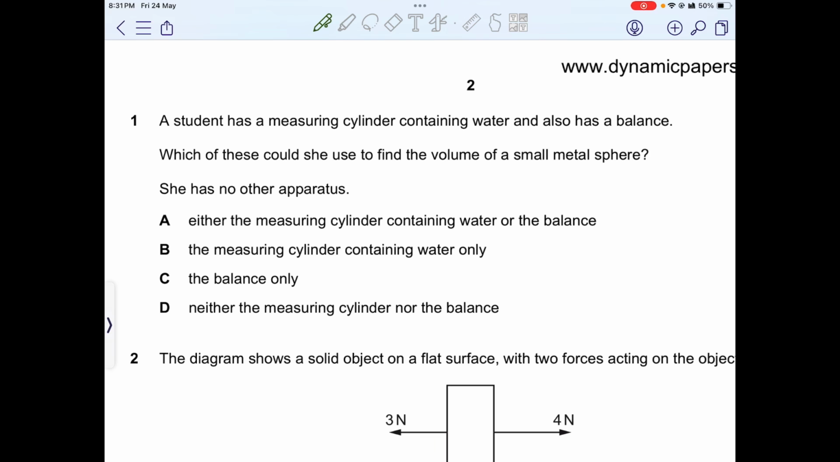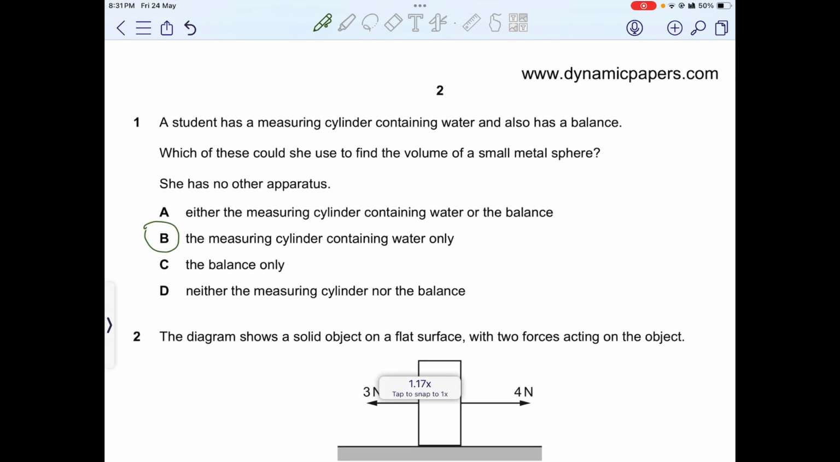Now remember that to find the volume, we just need to find the initial volume of the water in the cylinder and then the new volume after it is immersed with the metal sphere. So if you only want to find the volume, she only has to use the measuring cylinder containing the water. She does not have to use the balance. That would be for the density.